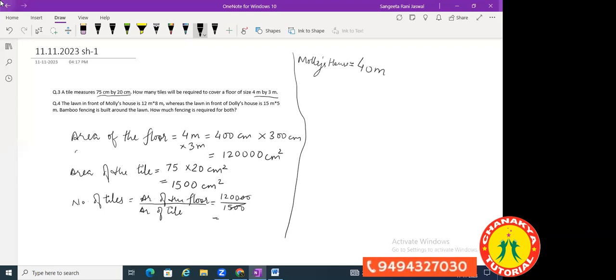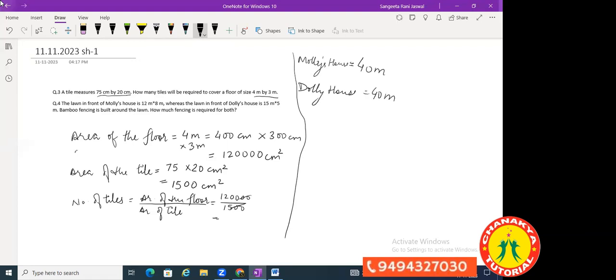Perimeter. Fencing, no? Fencing. Perimeter means the perimeter of a rectangle is 2 into L plus B. Great. So when we add 12 and 8, yes, ma'am, it's 40. Okay, now what is the perimeter of Dolly's house? Ma'am, it's 40, because 2 into 15 plus 5 equals 2 into 20, that's 40. Okay, very nice.